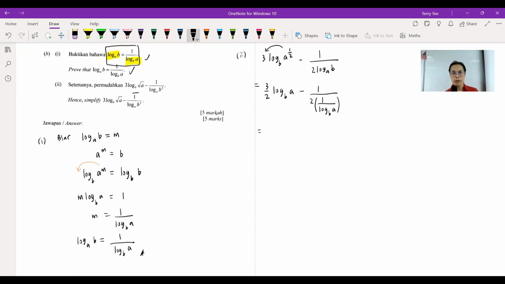And when you flip this up, flip up as in you switch this up, 1 over 1 over 3 is the same as 1 times 3 over 1, right? 3 per 1. So you flip it up. This will be negative log base BA divided by 2. Or you can write minus half. So 3 over 2 log base BA minus 1 over 2 log base BA, you get 2 over 2, or just 1 log base BA. That's all.